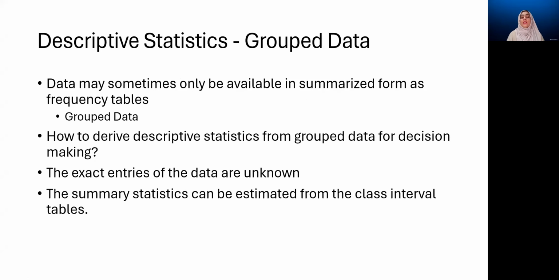So as I said earlier, sometimes the data may only be available to you in summarized form and not the exact values of data. The summarized form is presented as frequency distribution tables, where we have class intervals, and only the frequencies of values contained in respective classes are given. Such data is known as grouped data. Now the question is, when the exact values of the data set are not available, how can we compute the summary statistics? And this is what we are going to learn in this video.